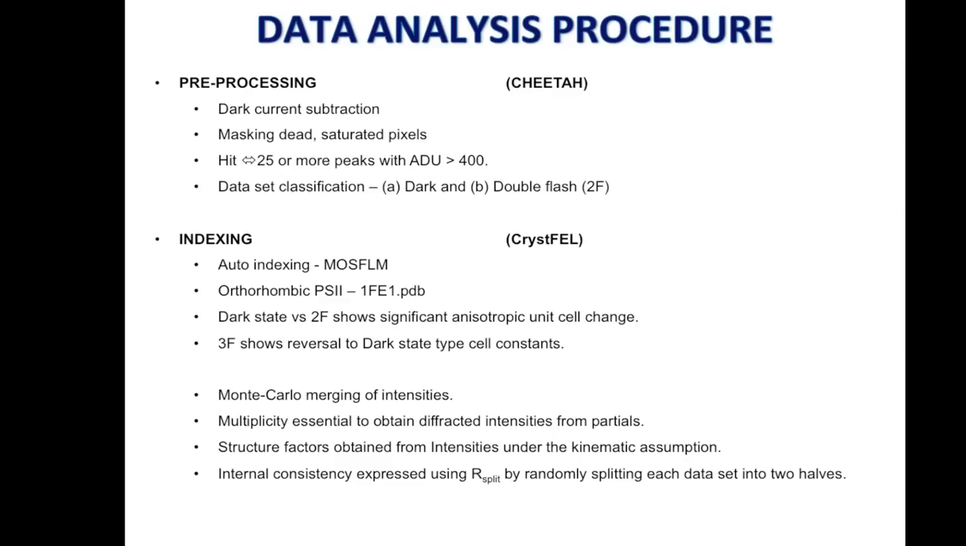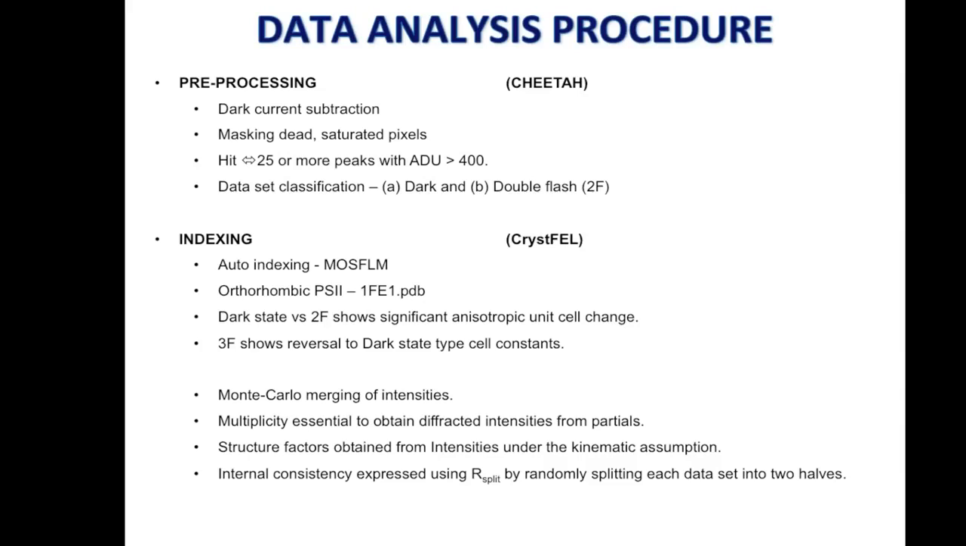Well, there are auto-indexing suites available. MOSFLM is one of them. In the case of PS2, it's expected to be orthorhombic, so you start with that assumption. Now, in this case, we see that there is a difference in the unit cell parameters for the dark state as opposed to the excited state.